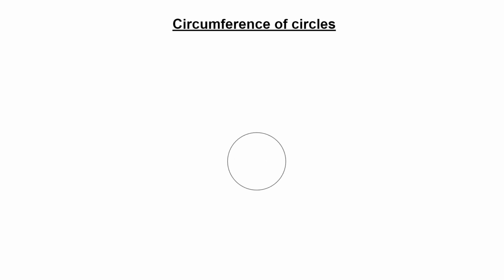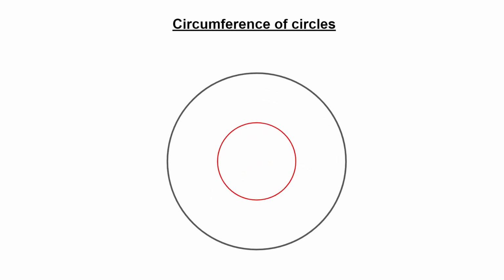Welcome back. In this video, I'd like to show you how to calculate the circumference of a circle, a semicircle, and 3/4 of a circle. So first, what is circumference? And how can we calculate it? Circumference is the total distance around a circle.